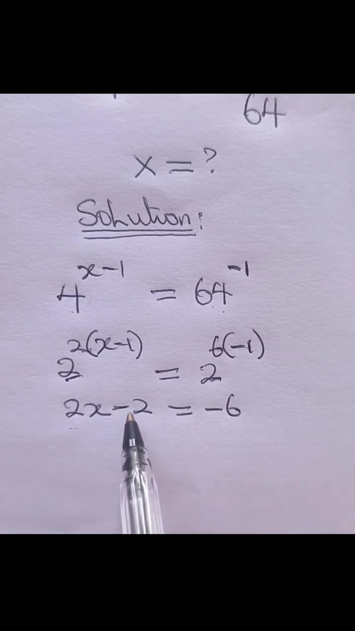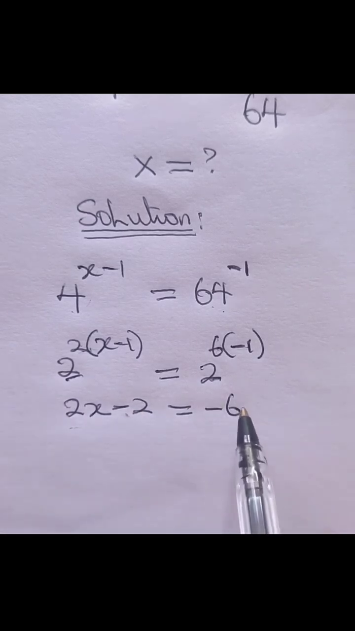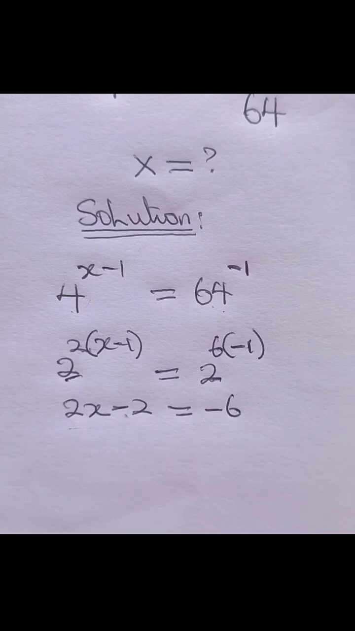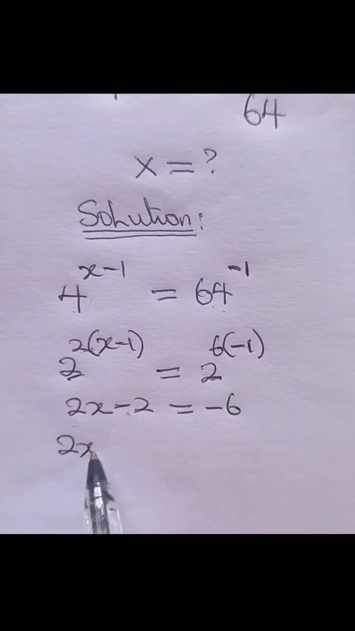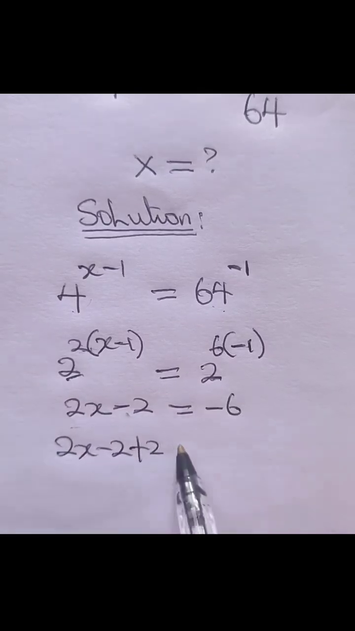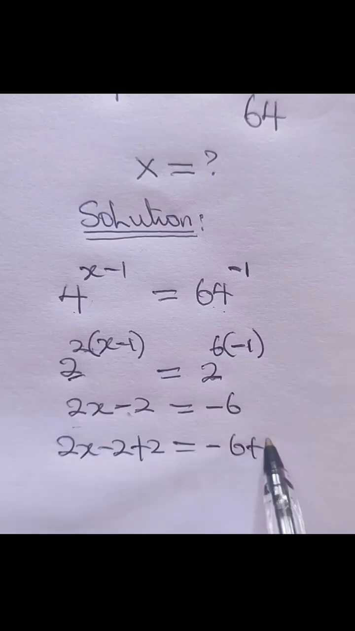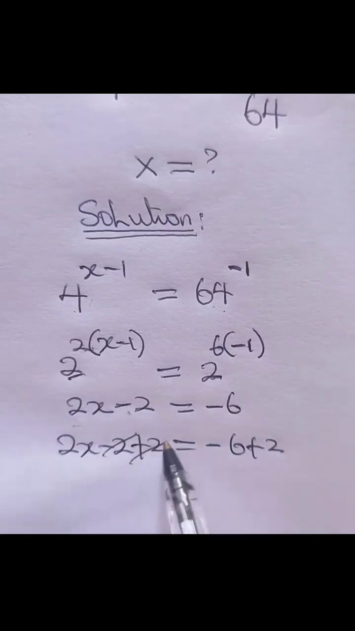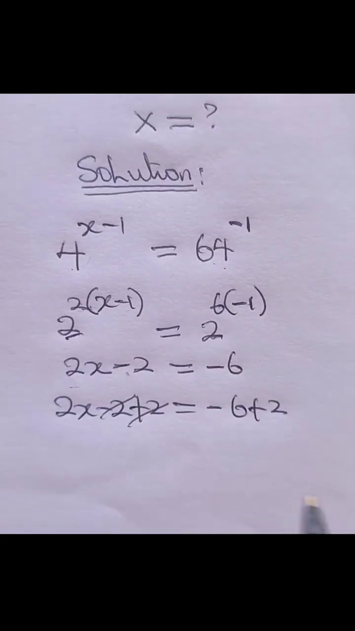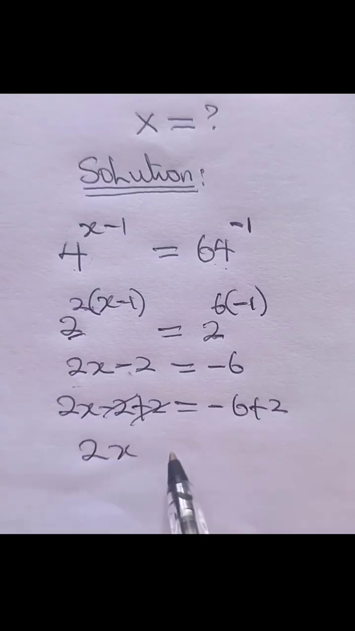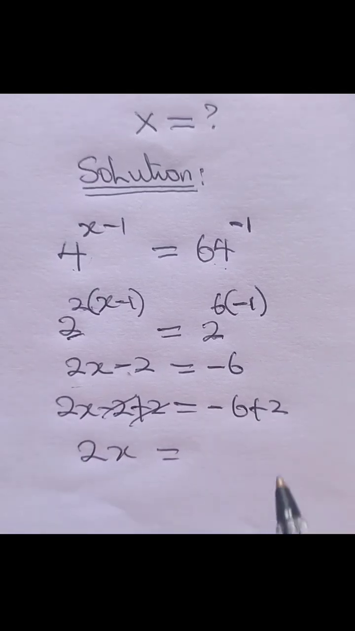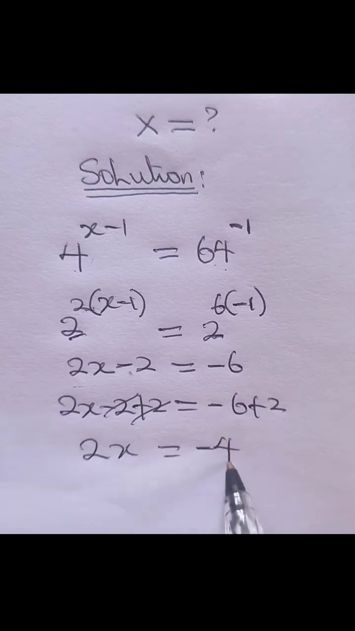We are going to move minus 2 to the right hand side, or we add 2 to both sides so that we'll be able to remove this minus 2. So this will be 2x minus 2 plus 2 equals minus 6 plus 2. Minus 2 plus 2 will give us 0. Therefore, this becomes 2x equals minus 6 plus 2, which will give us minus 4.